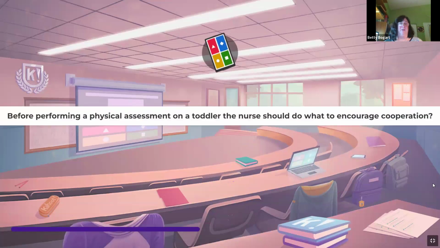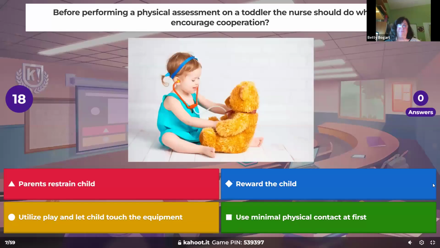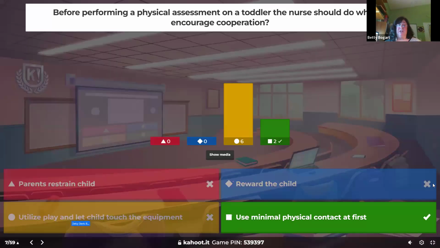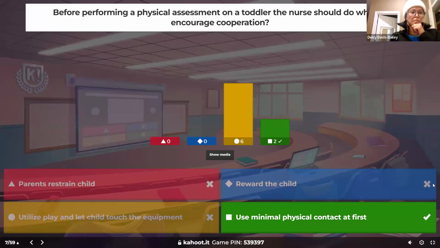Before performing a physical assessment on a toddler, the nurse should do what to encourage cooperation? What do you do first? Don't touch the kid initially. Number one, you're going to get down low. You're not going to tower over a child. That's the first thing. Get lower.